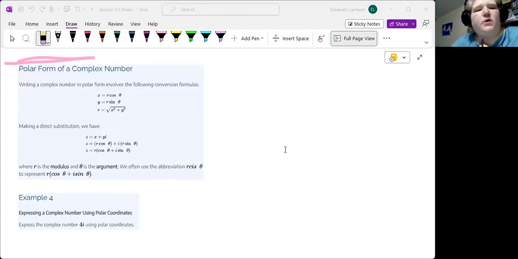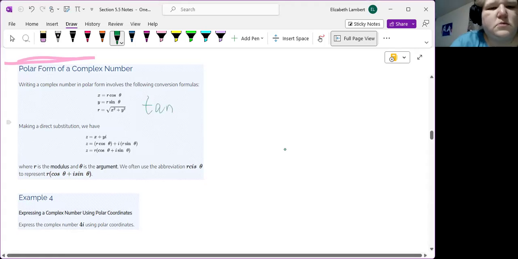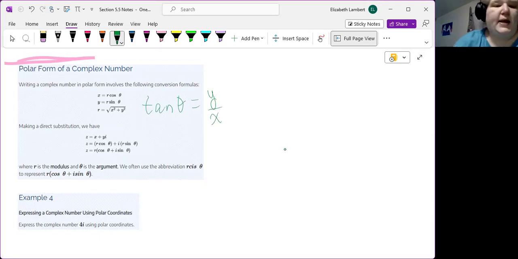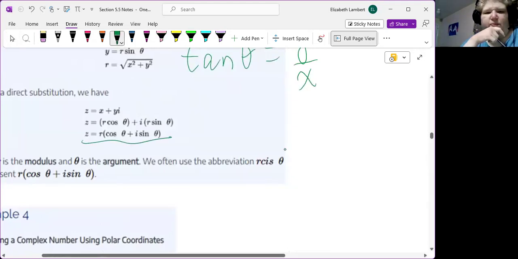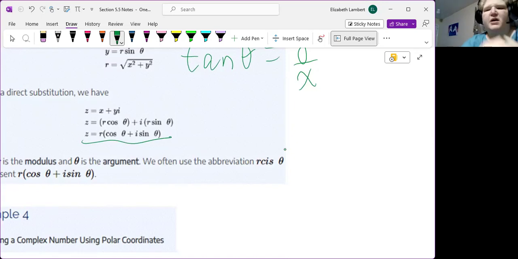Welcome back. So now we are looking at the polar form of complex numbers. There's several conversion formulas. These should look ridiculously familiar because they're just the same things we've been using for rectangular to polar. The only one they didn't write down was the tangent one. Now, what's interesting here is right here. So they factor out the r, and they have cosine theta plus i sine theta.